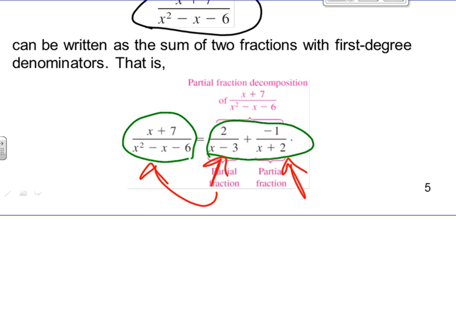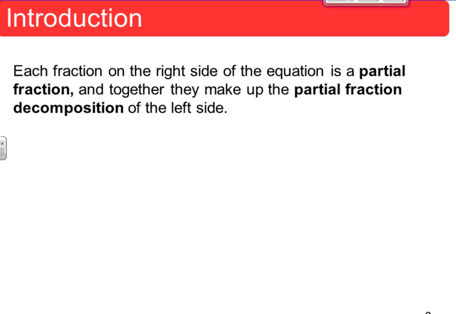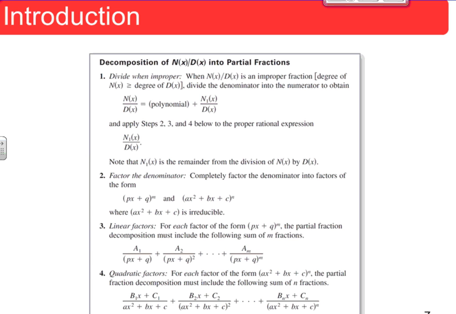So now today we're just going the opposite way. We're starting with the big fraction, and we're going to make it into the little parts of fractions. So the trick is figuring out how to do that, and it is a little more unique than going the way that you've done before. The partial fractions were on the right there, and that is the partial fraction decomposition of the left side. Oops, I missed the big thing.